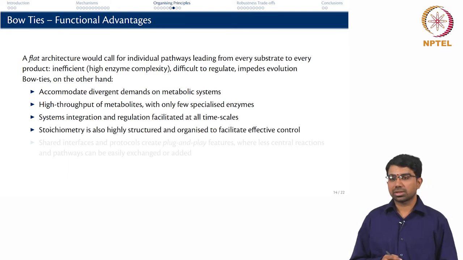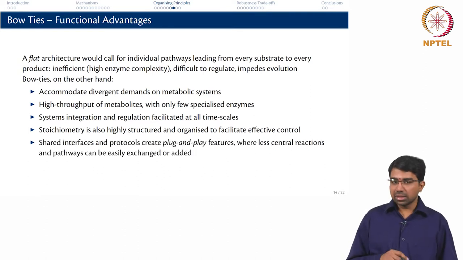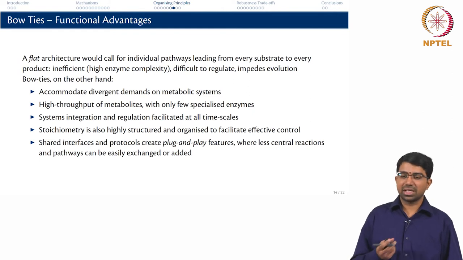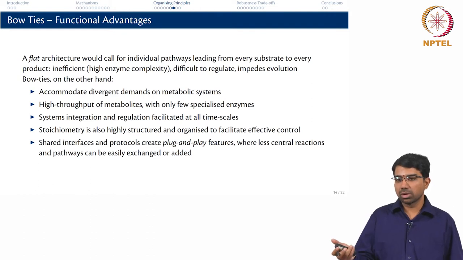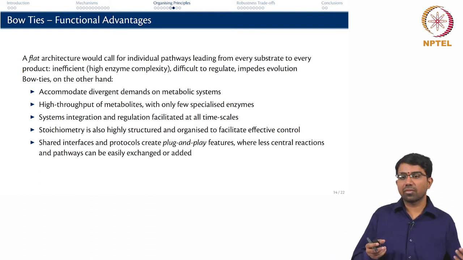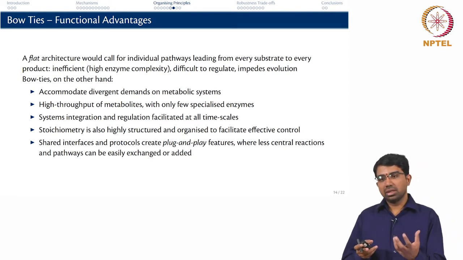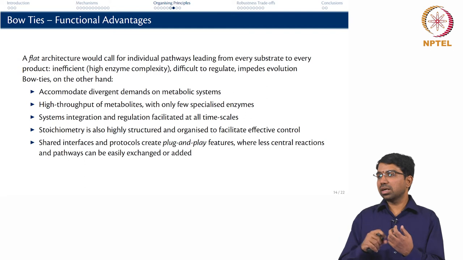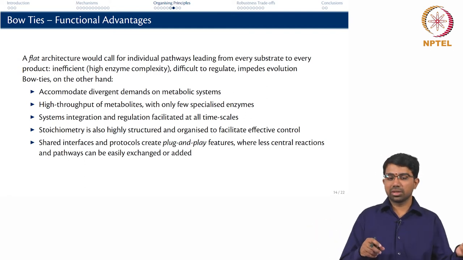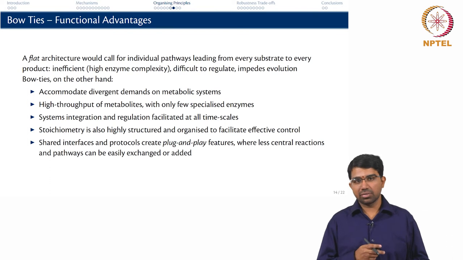The stoichiometry is also highly structured, right. So, to facilitate control, these shared interfaces and protocols like say ATP or NADP and so on give you the plug and play features which will help you connect the less central reactions and the more central reactions, and the less central reactions can obviously be swapped out more easily without causing damage, right. The core is the constant part, you cannot afford any change in the core, but you can easily disconnect, reconnect, put another module, take out another module in the periphery. This is the advantage that it gives you.